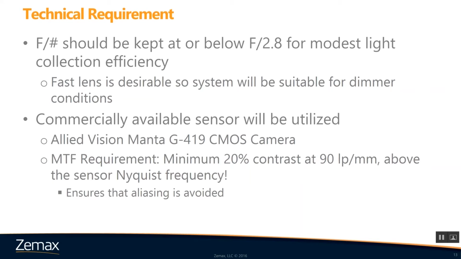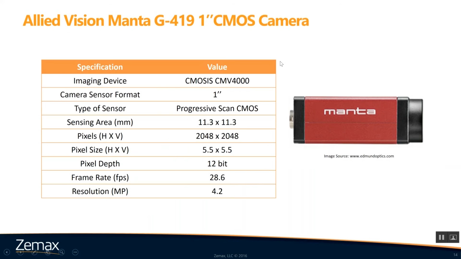And the importance of that is that the sensor is going to essentially specify what our MTF requirement is for our system. And that's going to be a minimum of 20% contrast at 90 line pairs per millimeter. And that's going to be just above the Nyquist frequency of the sensor, which will help us ensure that we avoid aliasing. And here are just the specifications on that sensor.